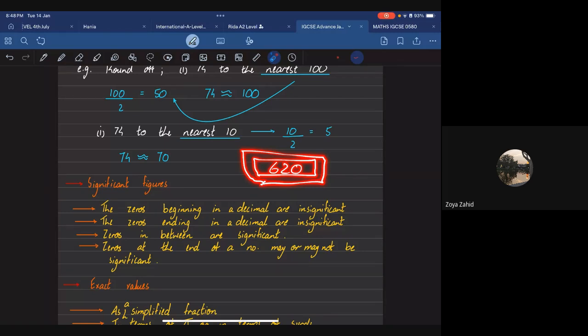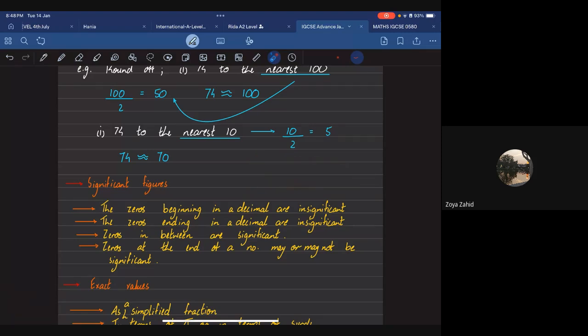It could be if they tell us to write it in, I don't know. Yes, you're absolutely right, Zoya. It depends on the question. Now, for example, if your answer is 619 and they say rounded off to three significant figures. Now, this is already in three significant figures, but they're saying round it off to three significant figures. So then 620 will be considered significant.